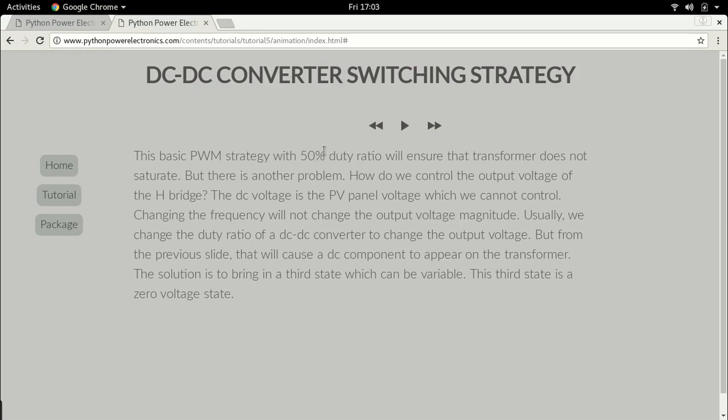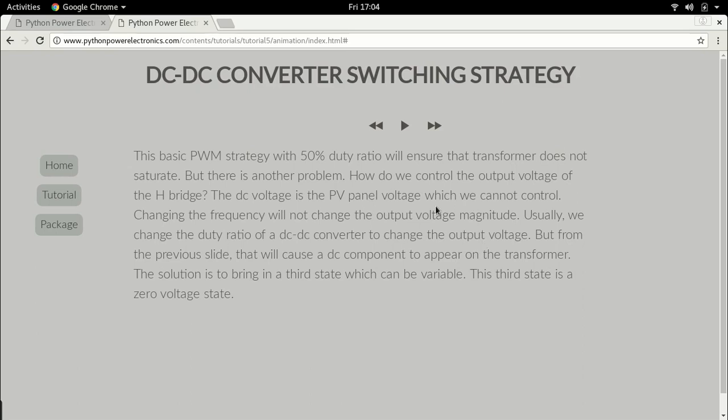The modulation signal has to be 0.5. So therefore, how do we control it? Because that's the only handle we always have. We cannot change the frequency of the AC output. We can change the frequency using the carrier waveform. If we change the frequency of the carrier waveform, we change the frequency of the AC output voltage.